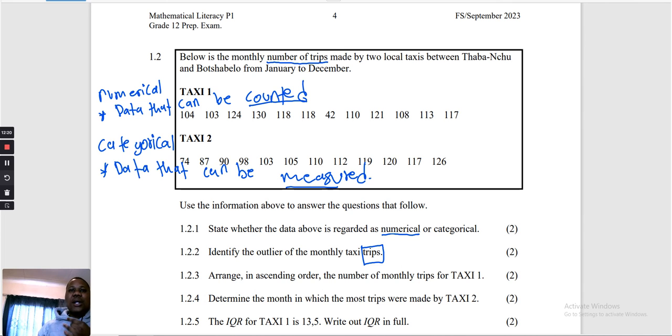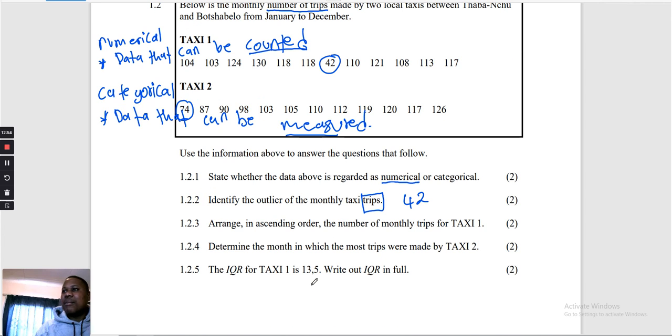Meaning that we are only going to look at what? We are going to look at the smallest number there. So let's look here. What is the smallest number here? When we check, the smallest number here is 42. Let's check the smallest number here. The smallest number I see is 74. Then now we check 42 and 74. Which one is the smallest? It's going to be 42. That means the outlier is 42.